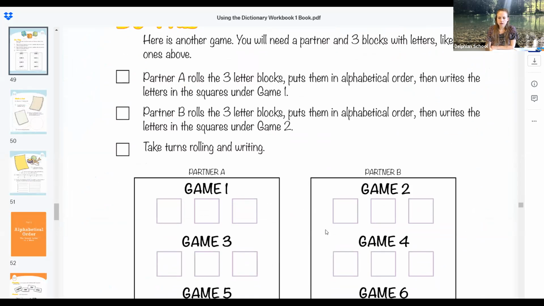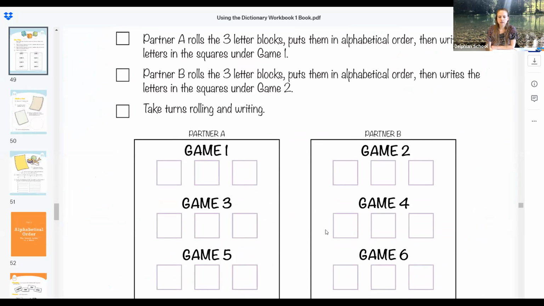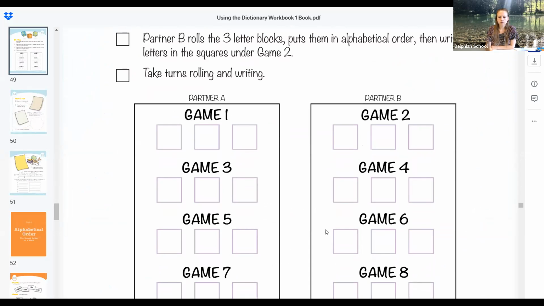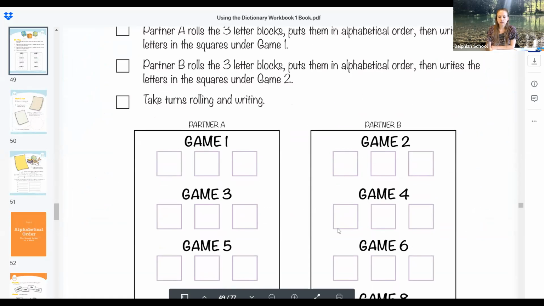Partner and 3 blocks with letters like the ones above. Partner rolls the 3-letter blocks and puts them in alphabetical order, then writes the letters under game 1 and game 2. Okay, good. So why don't you guys give me some and I will give them to you guys. I'll say them out loud and then we can put them in alphabetical order today. So first person to give me some letters, I want 3 letters for us to put into alphabetical order, and I will give them. Okay, good. Here we go.